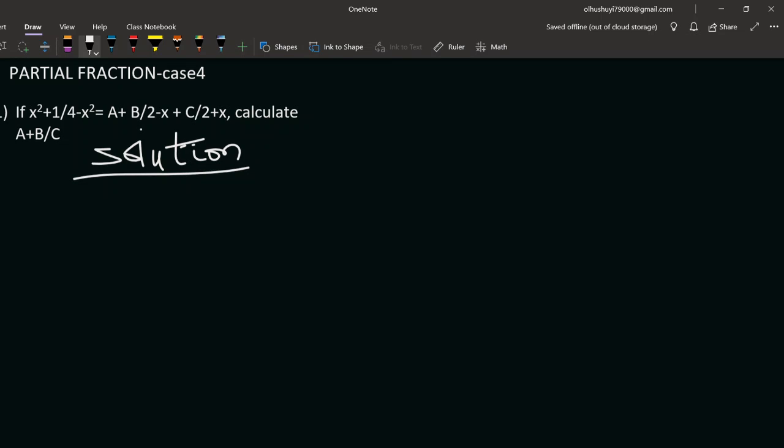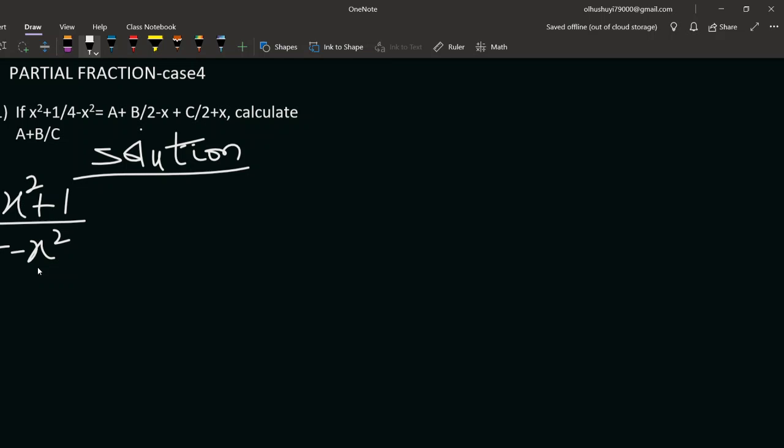So we are having x squared plus 1 over 4 minus x squared. You can see that they are of the same degree. If they are of the same degree, to solve will be difficult using the normal approach you've been using, so you have to go and resolve into partial fraction.